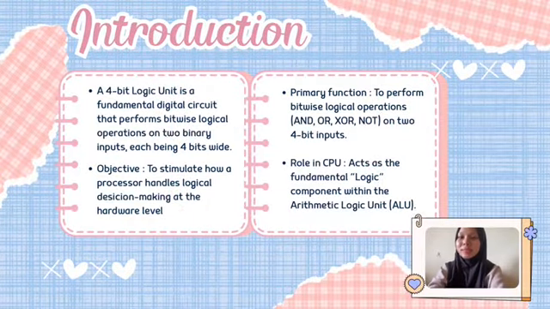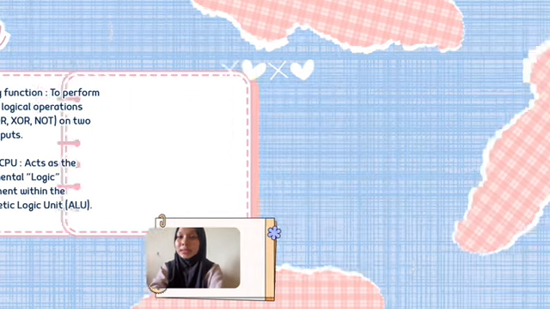Today we are excited to present our project for computer organization and architecture. To start, let me explain the purpose of this circuit. The logic unit is a key part of the CPU's arithmetic logic unit, ALU. Unlike an adder that does math, this unit performs logical operations. It compares bits using gates like AND, OR, XOR, and NOT to help the computer make decisions. Now, I will pass to Shazwani to explain the theory.